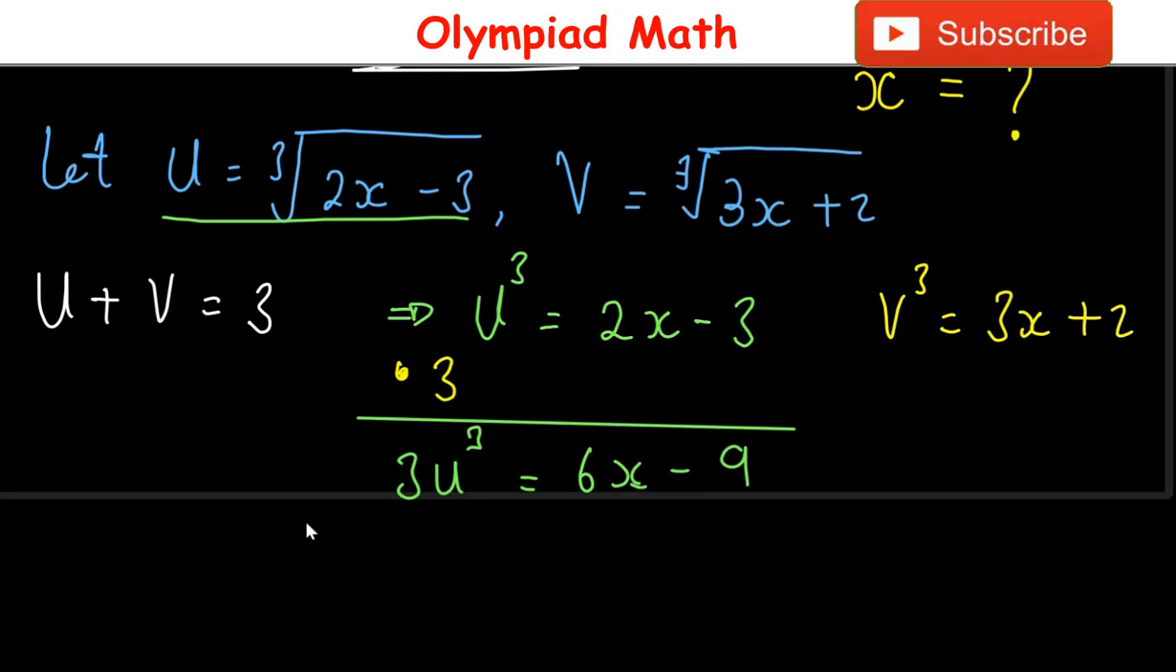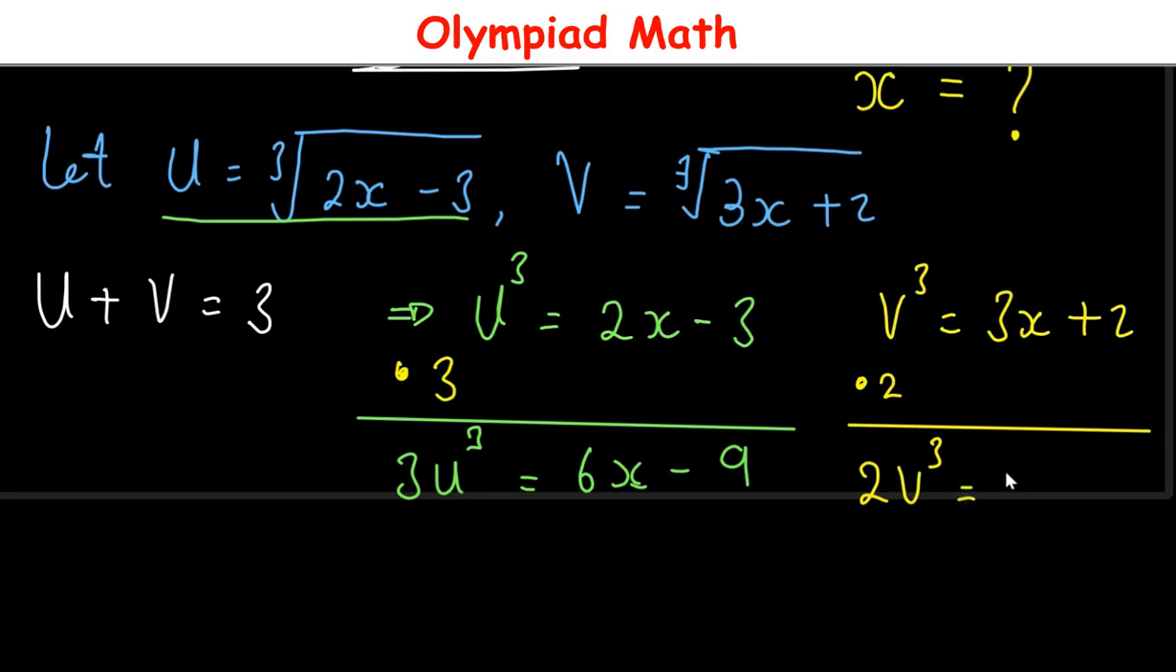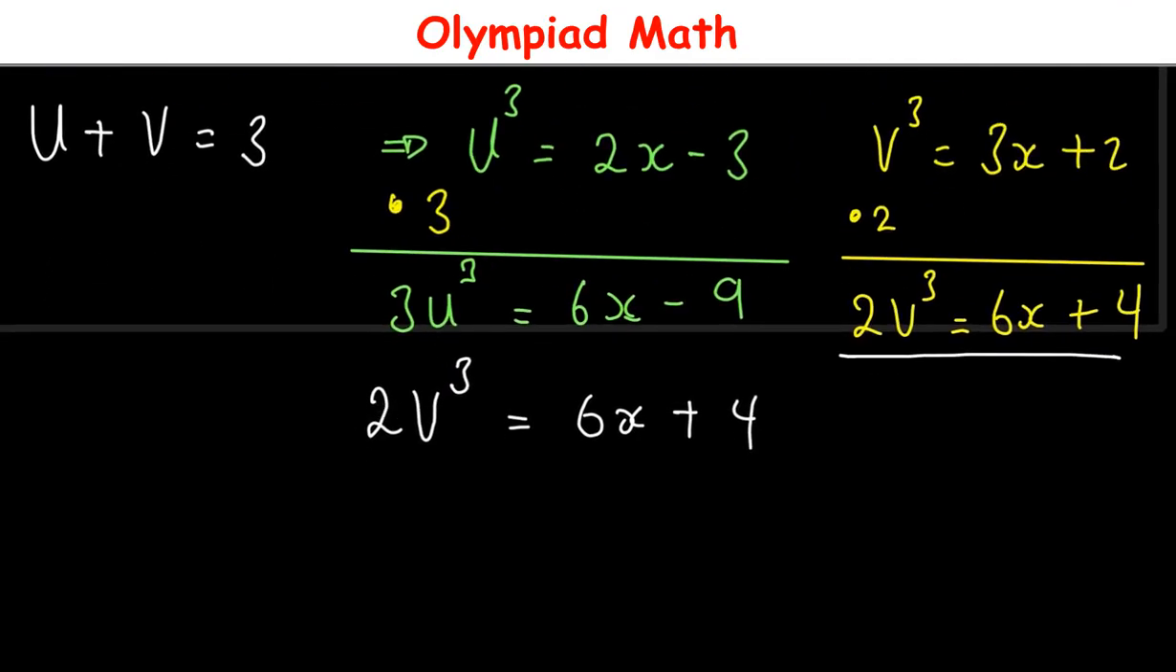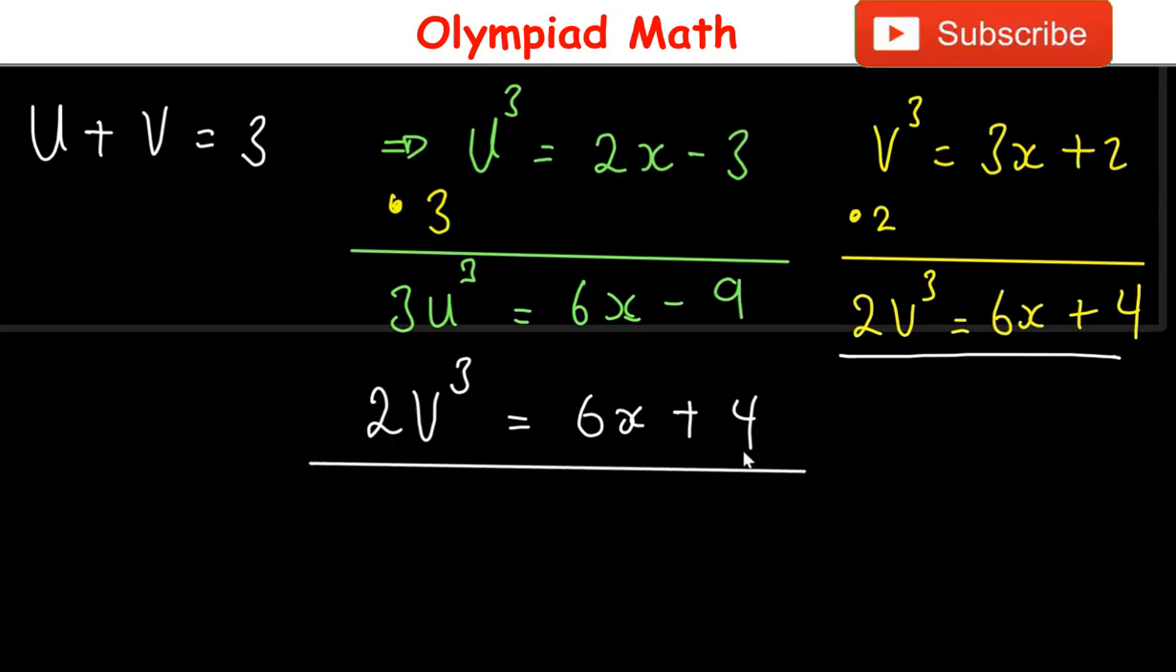Okay, and also if we multiply this by 2, we are going to have this equation as 2 times v cube, 2v cube is equal to 2 times 3x, 6x, plus 2 times 2, 4. So with this, we are then going to write down this equation down here. So we have 2v cube is equal to 6x plus 4. So with this written down here, we are then going to subtract these two equations.